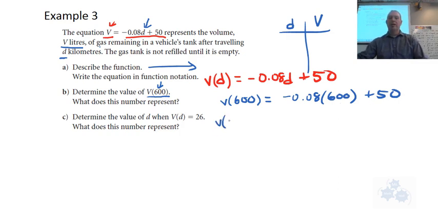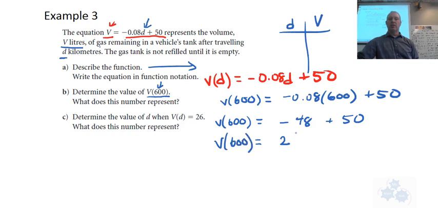So V of 600 doesn't change. You always stay at V of 600 so we can see what the input variable was, and then you evaluate this. So what's 0.08 times 600? Negative 48, plus 50 equals 2. So V of 600 equals 2.